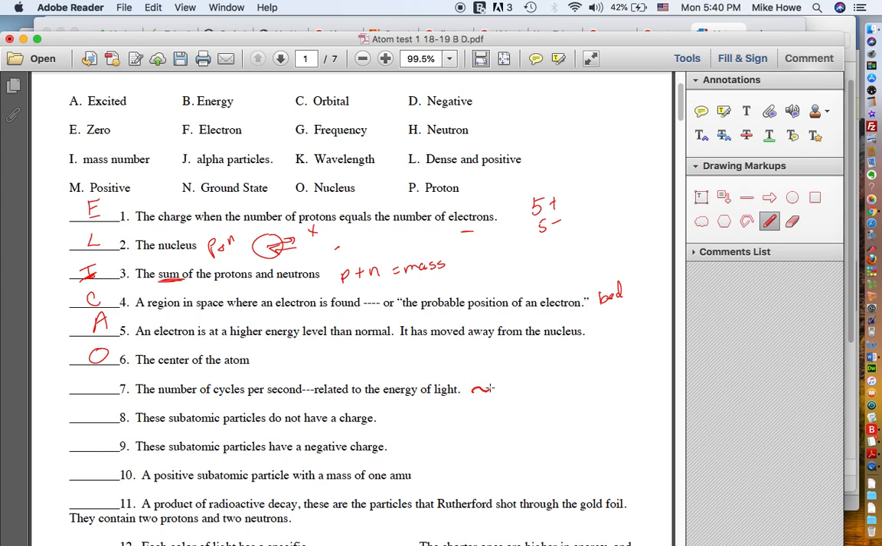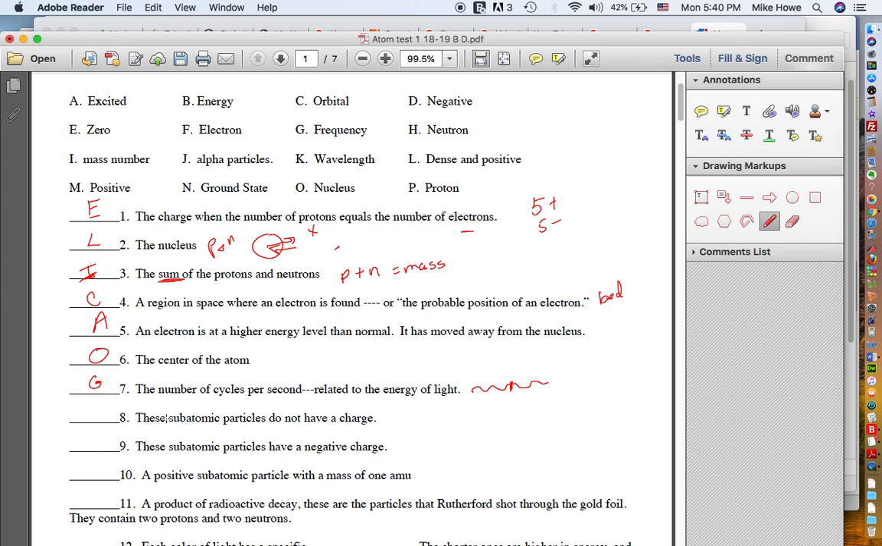The number of cycles per second, that's related to energy. It has to do with the wavelength. Remember we had this wave that we did in class? And the number of times it goes up and down, up and down, up and down like that, that's called the number of cycles per second. That's called the frequency. The frequency is how often it goes, how many times it goes up and down through a complete cycle in a given amount of time.